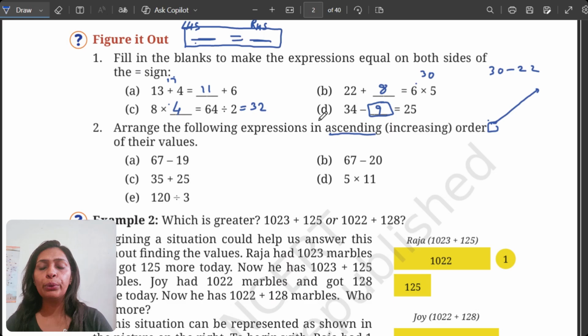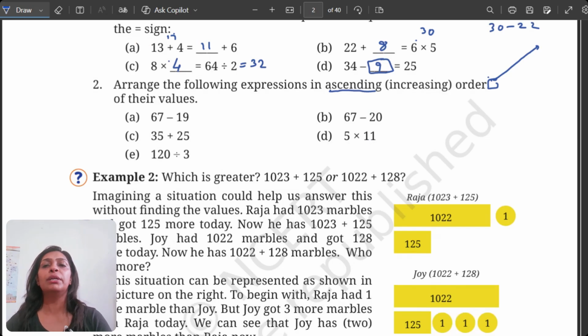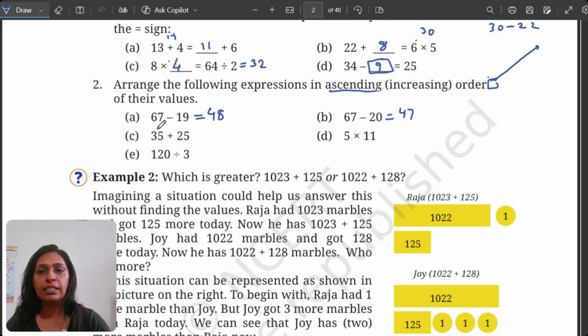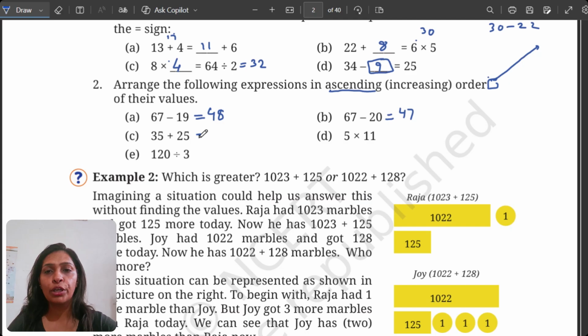So simply what we need to do in all these 5 parts, first of all, is find the value of this particular expression. Okay, so 67 minus 19, first of all, this is going to be 48. Okay, 67 minus 20 is your 47, and then 35 plus 25, this is going to be your 60. Then 5 into 11 is 55, and then lastly we have got 120 divided by 3, that is 40.